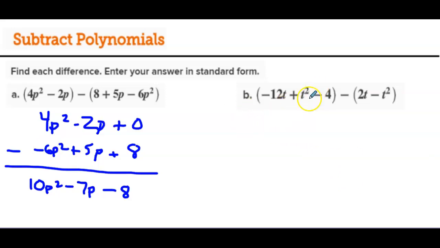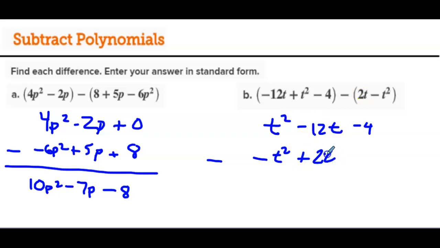Moving on to B, I'm going to rewrite this first term in standard form. So we have t squared minus 12t minus 4, okay? And then I'm going to put the subtraction out here, and then here we have a negative t squared plus 2t, and this binomial right here does not have a constant term, so I'm going to put in a plus 0 so it helps us with our subtraction and addition.